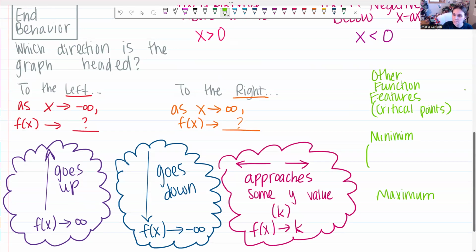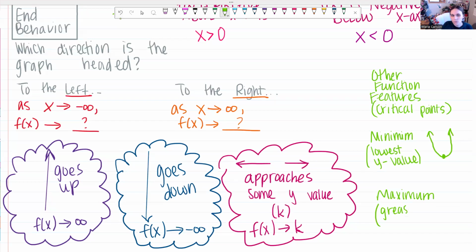Now, a minimum is considered the lowest y value in a particular graph or even just in a particular region. So perhaps it looks something like this. Everything around it is pointing up. It goes from decreasing to increasing. And then a maximum is a greatest, highest, largest. Greatest y value. So a largest, tallest point in a particular region of a graph.